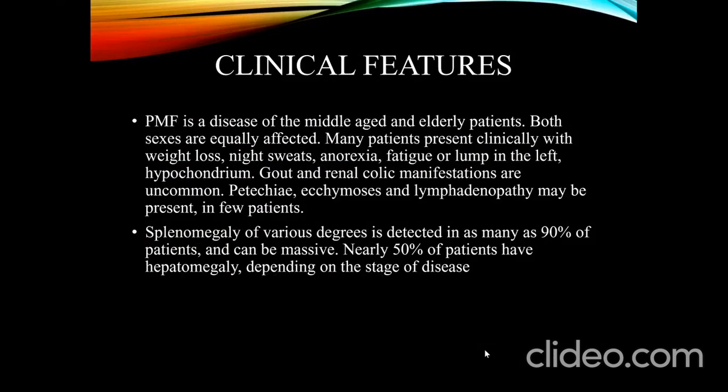Primary myelofibrosis is a disease of the middle-aged and elderly patients. Both sexes are equally affected. Many patients present clinically with weight loss, night sweats, anorexia, fatigue, or lump in the left hypochondrium. Gout and renal colic manifestations are uncommon. Petechiae, ecchymosis, and lymphadenopathy may be present in few patients. Splenomegaly of various degrees is detected in as many as 90% of patients and can be massive. Nearly 50% of patients have hepatomegaly, depending on the stage of disease.